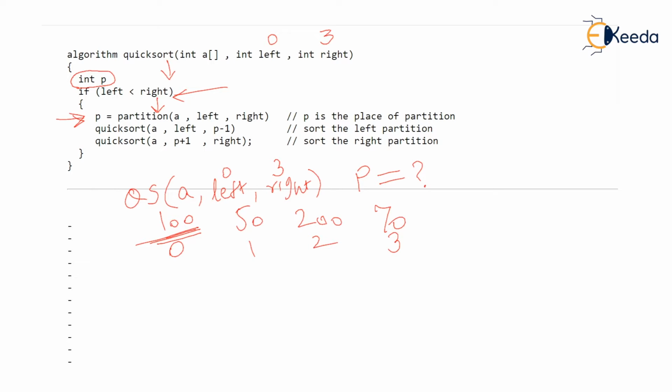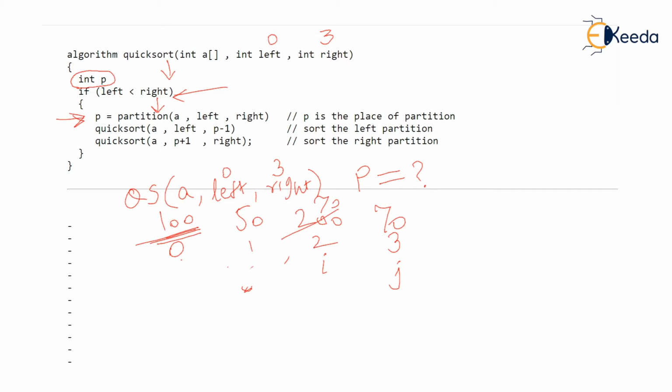So I will directly show the result of the partition here. If we do some rough work, i and j start from the two extremes, and the first time i is going to stop at index 2 because that's the value greater than 100. And j, I'm so sorry, j is going to immediately stop at the third place itself because that's the value which is less than or equal to 100. Now i has not crossed j, so we are going to swap 70 and 200.